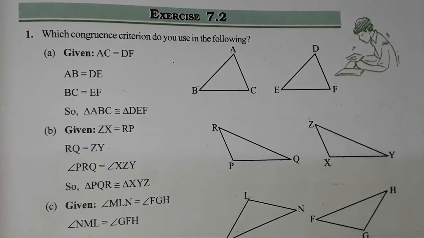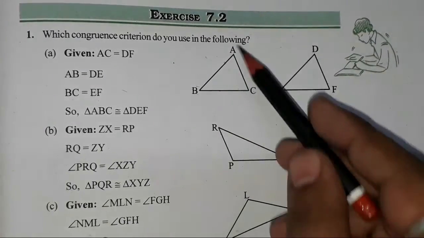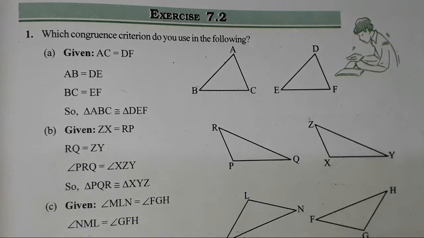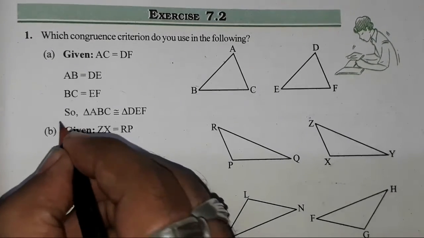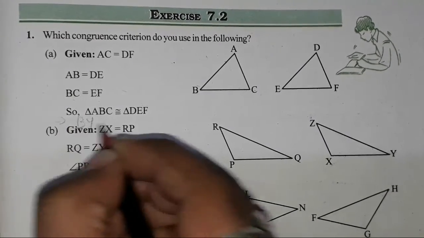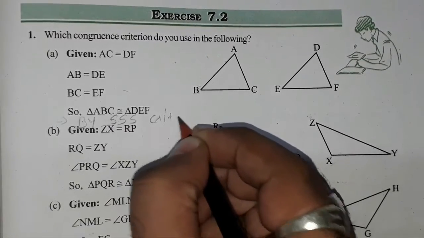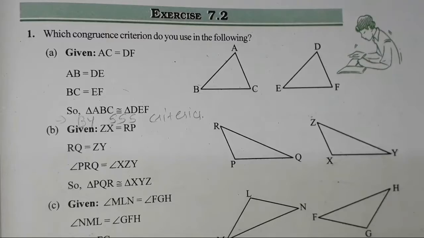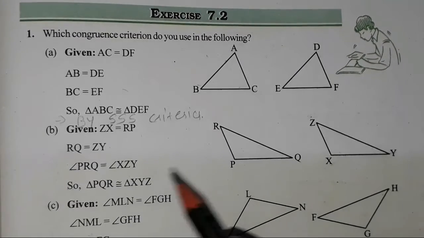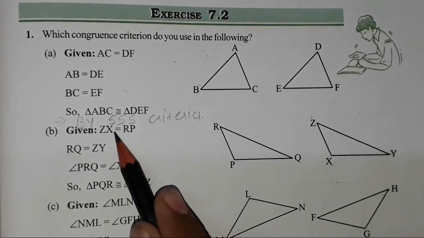Otherwise we can also say that the three sides of one triangle are equal to the three corresponding sides of another triangle, then the triangles are called congruent figures. So here we will write by SSS criteria.